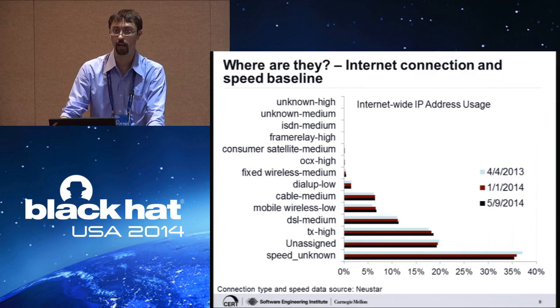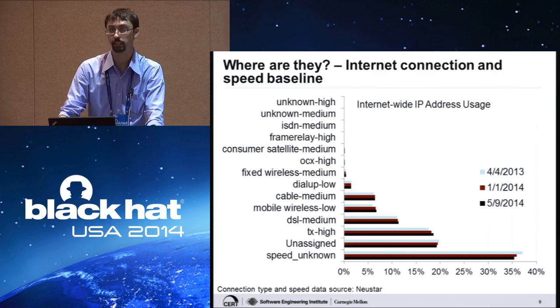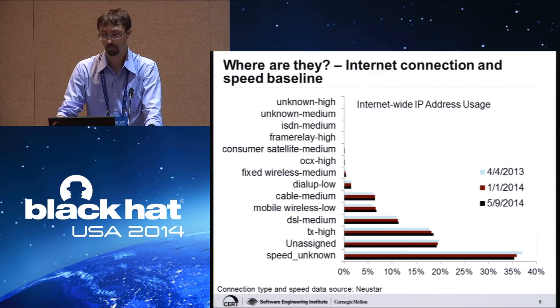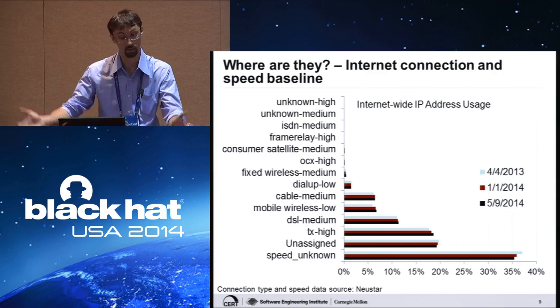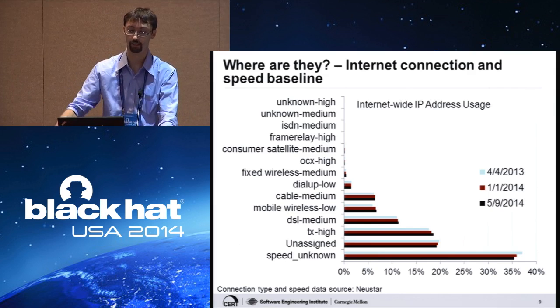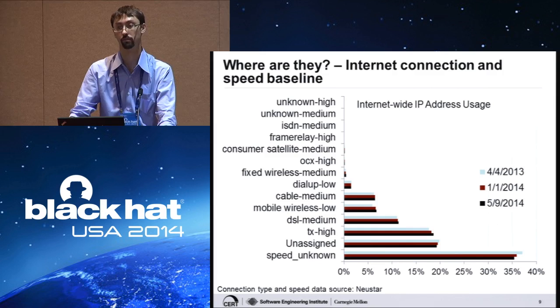So OCX is optical leased line, whereas TX is Ethernet bundle leased line. This is the exhaustive list of all of the things that it's binned into.